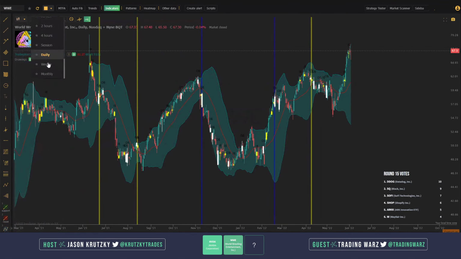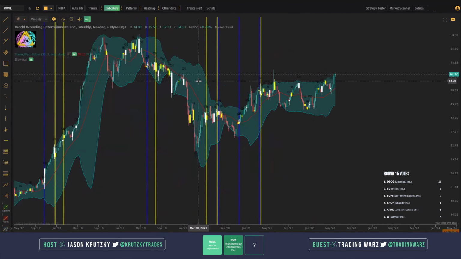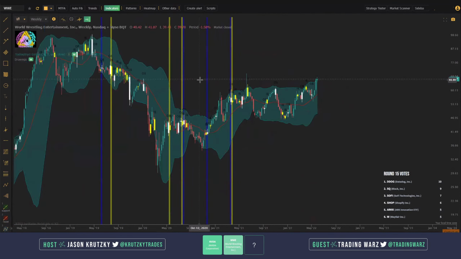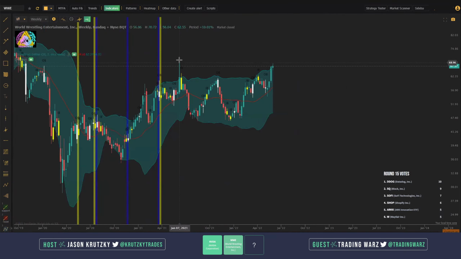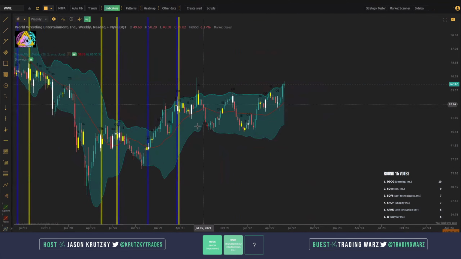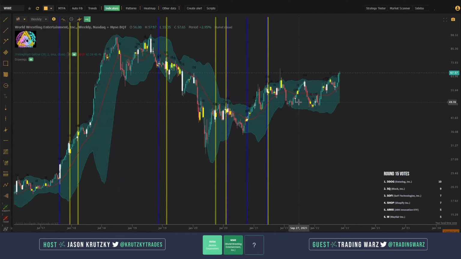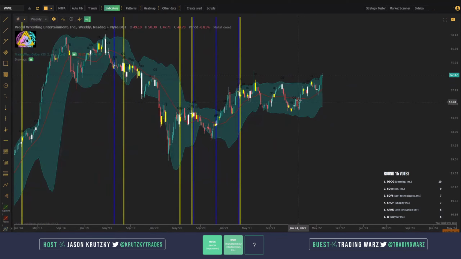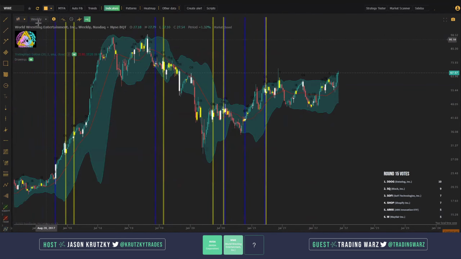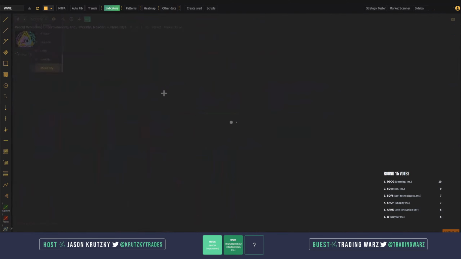And the reason is because I feel like it started to get really manipulated. When I say that, if you look at these long wicks and these crazy kind of candles and this chop, eventually I was just like, it's not worth it. It's not worth my time to play this one. But I will say here, it definitely looks like we're in a long-term consolidation pattern.